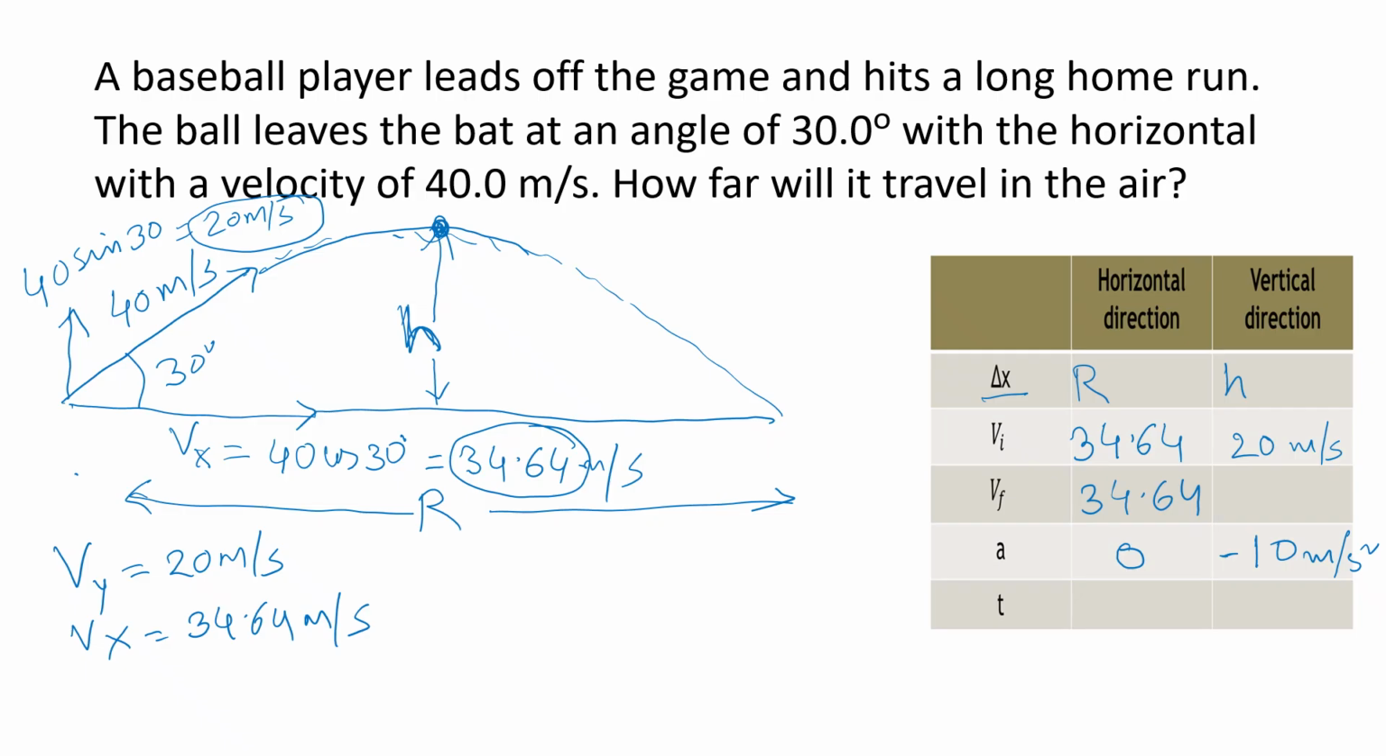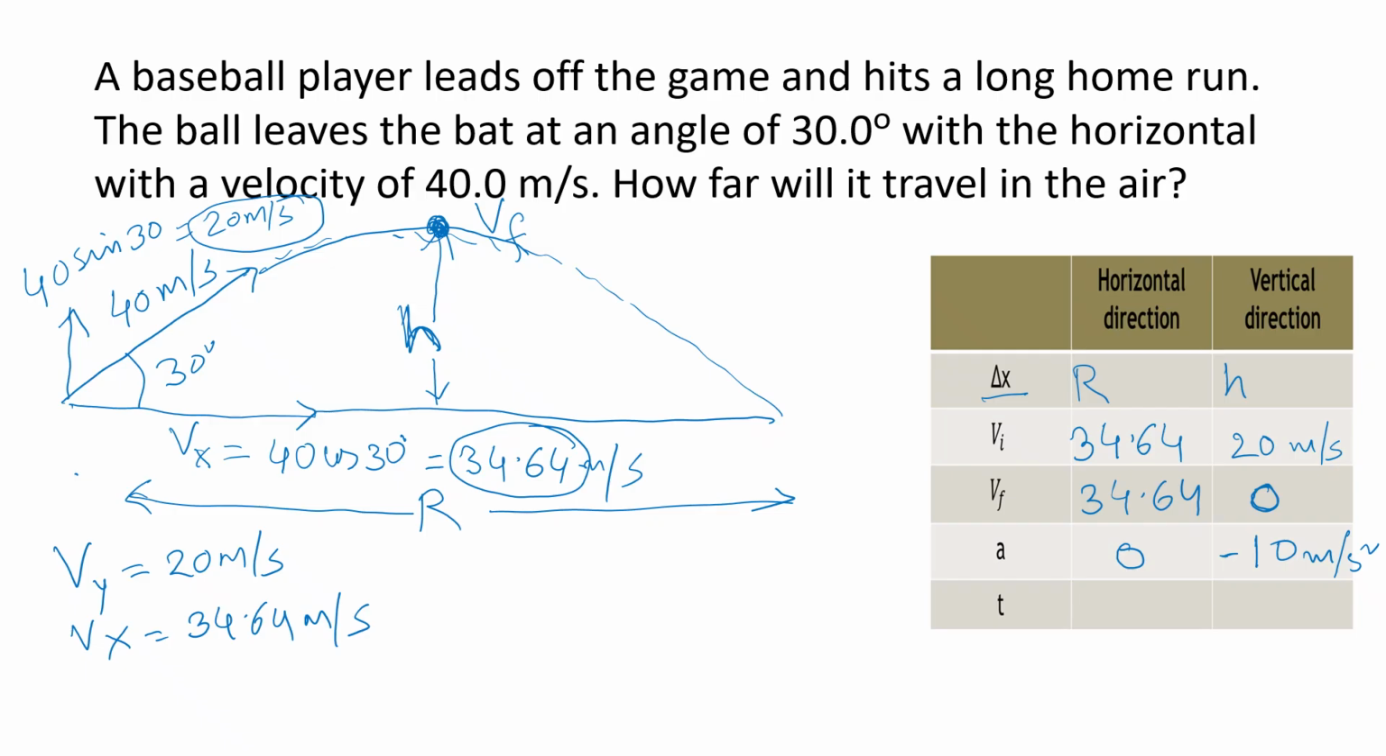So therefore, the final velocity, this is what we are talking about, the final velocity. This is where the final velocity is, the maximum height. So the final velocity for the projectile at the maximum height is going to be 0 for the vertical direction. All right. So we know all of these things. Now we don't know the time. Now time taken for the horizontal.